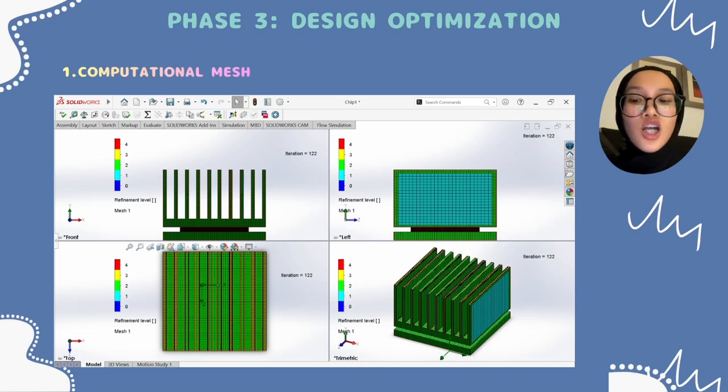So let's continue to the computational mesh used to ensure numerical accuracy during the phase 3 parametric study. A multi-level approach was applied, applying a localized level 4 refinement to the fin array to precisely capture steep thermal gradients and fluid flow behavior. This high-quality mesh ensures the simulation accurately accounts for natural convection boundary layers, providing mathematically converged and reliable data for the design optimizations.